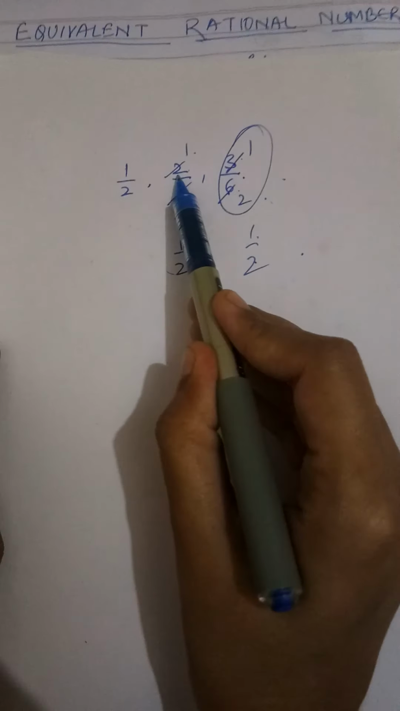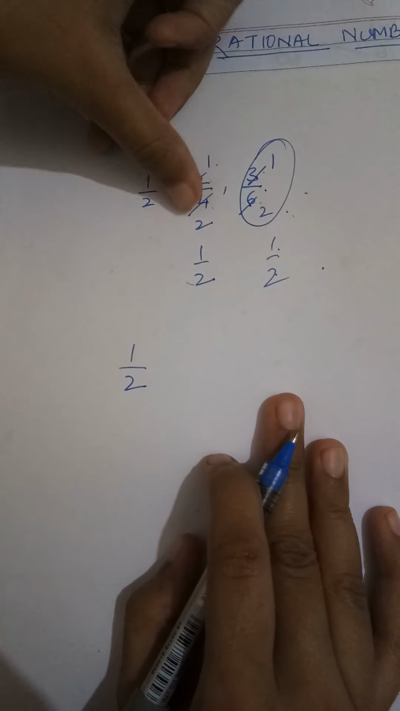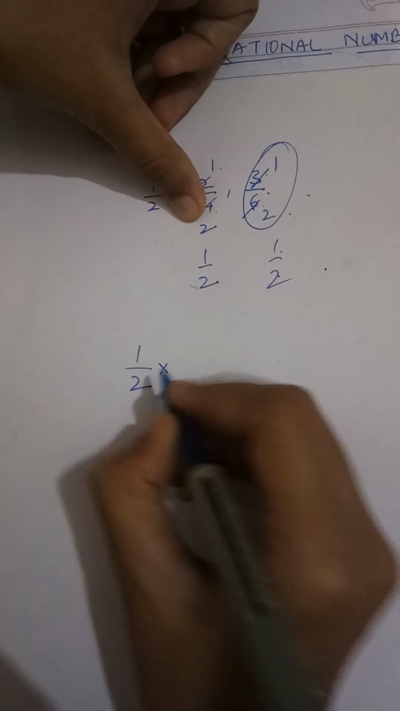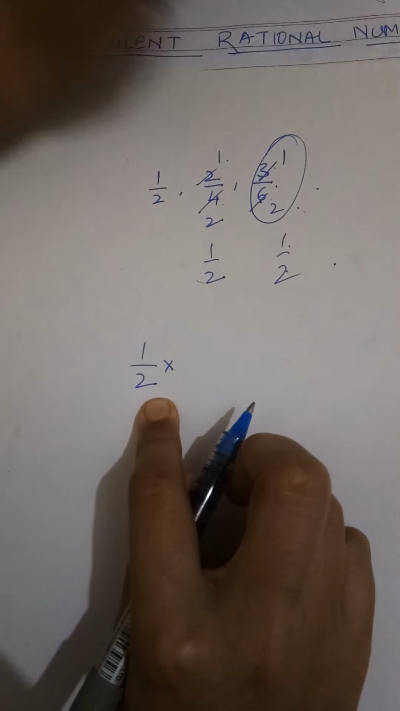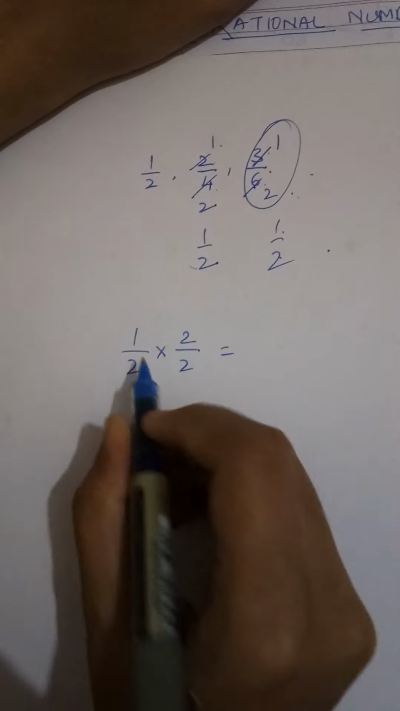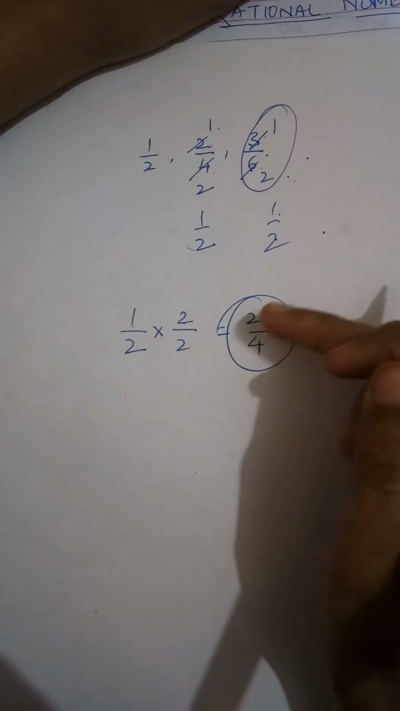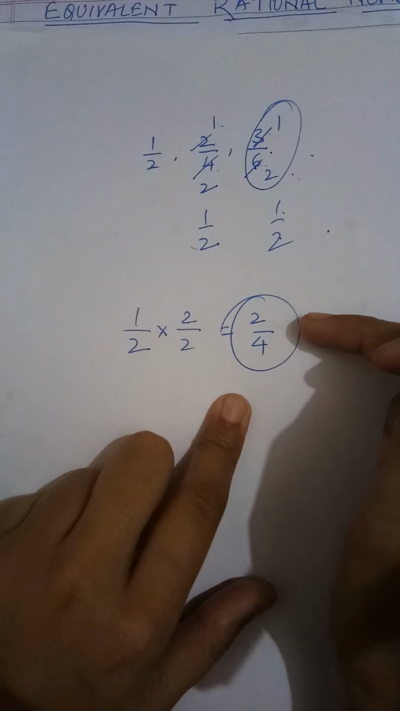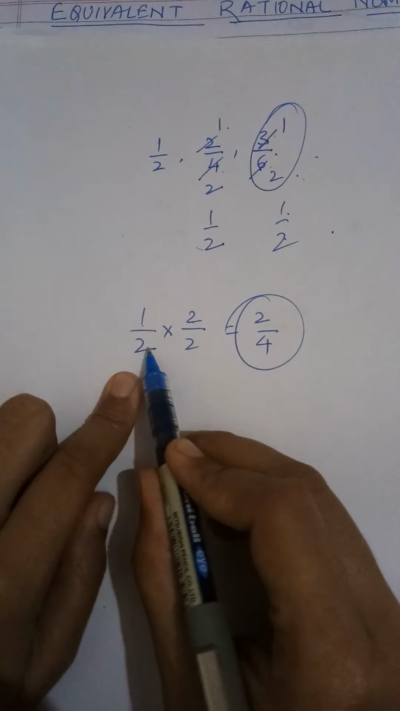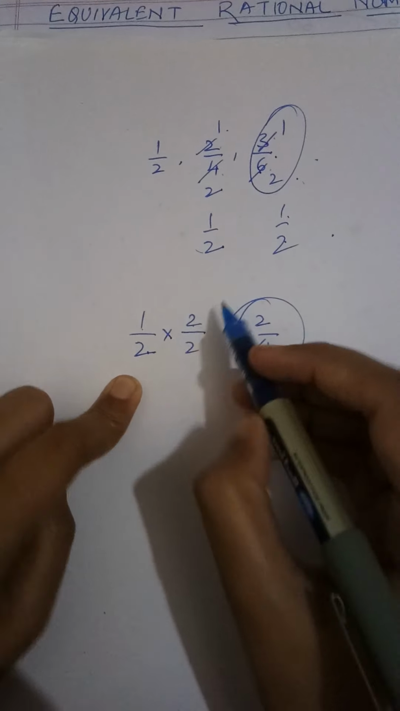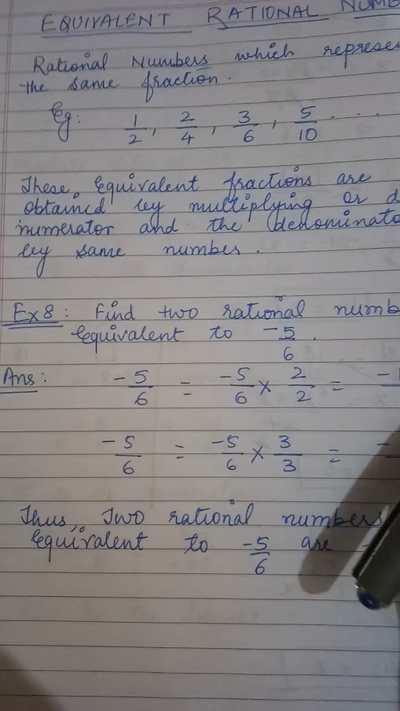For example, here also, if I am having 1 upon 2 and I want 2 upon 4, what I am going to do is multiply the numerator and the denominator with the same number. 2 into 2 I will be doing, because 2 ones are 2 and 2 twos are 4. So what is the fraction I am getting? 2 upon 4. So that's how I am going to get the equivalent fraction. Equivalent fraction basically means to obtain the same fraction by multiplying or dividing with the same number. So these are the equivalent fractions.